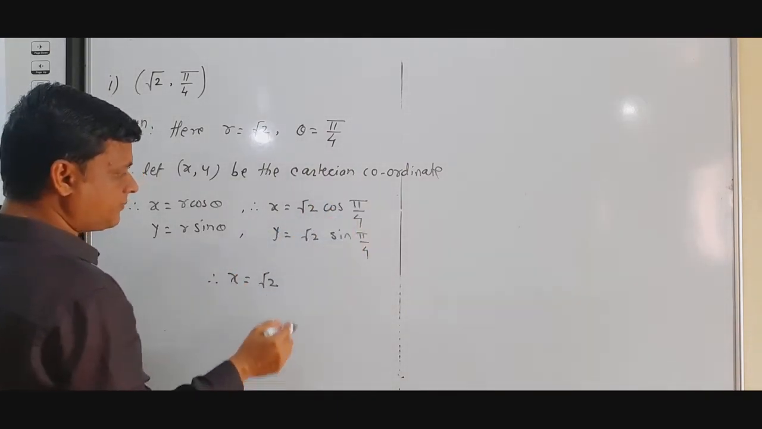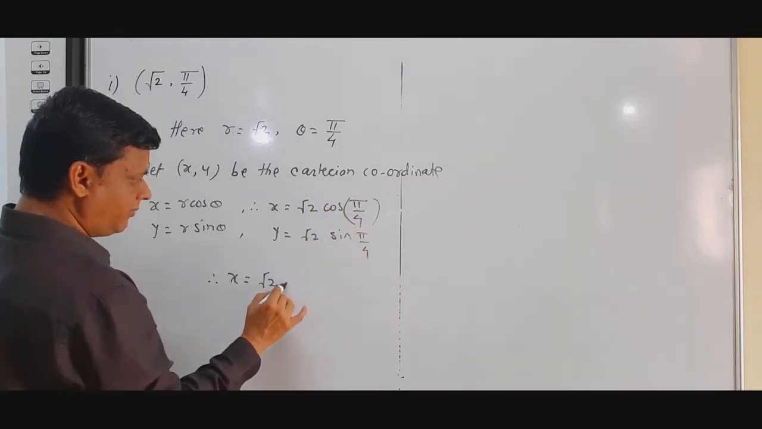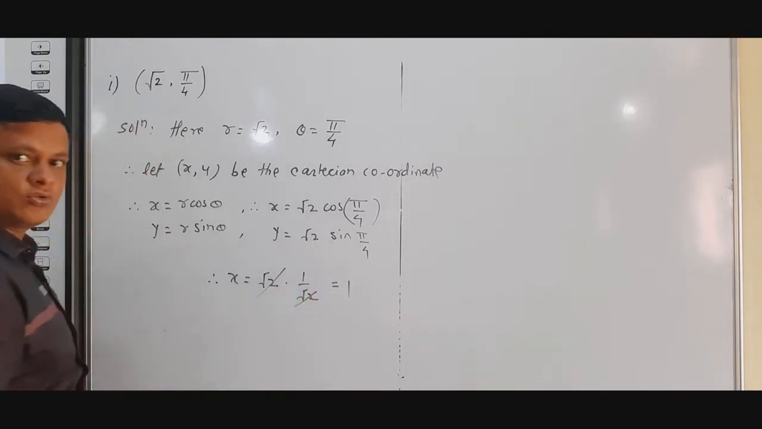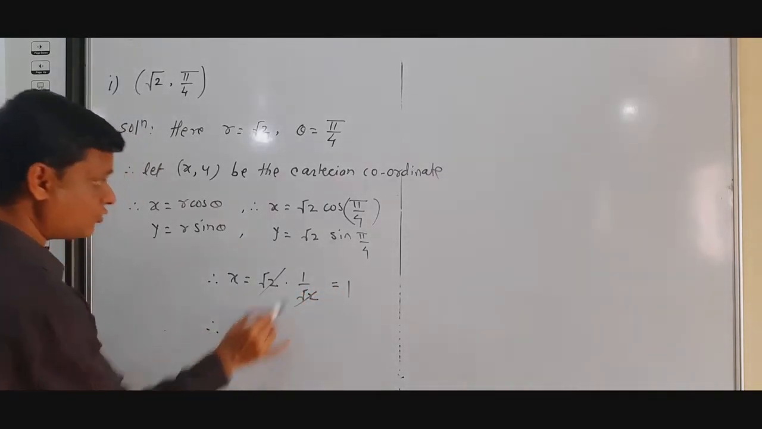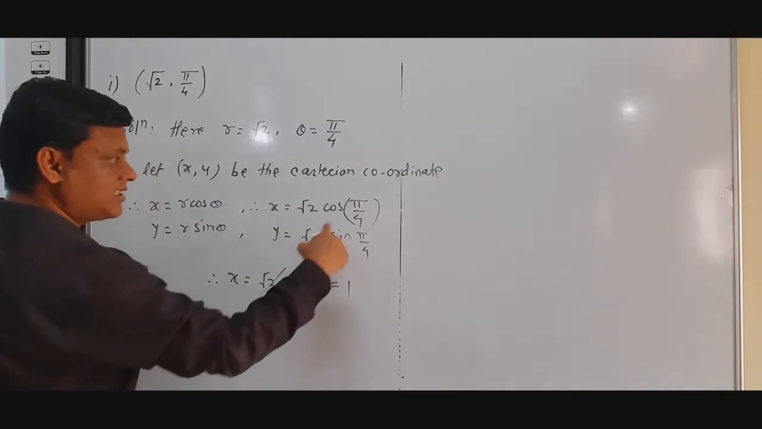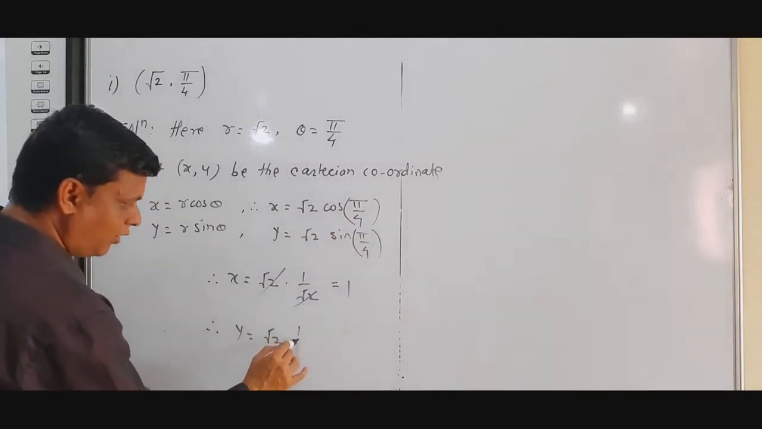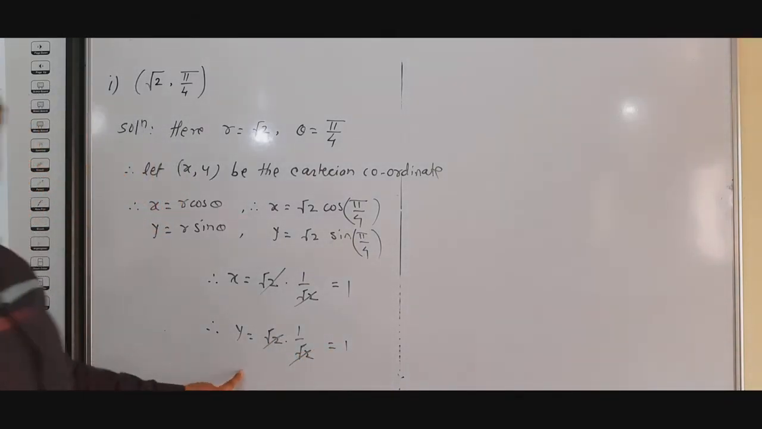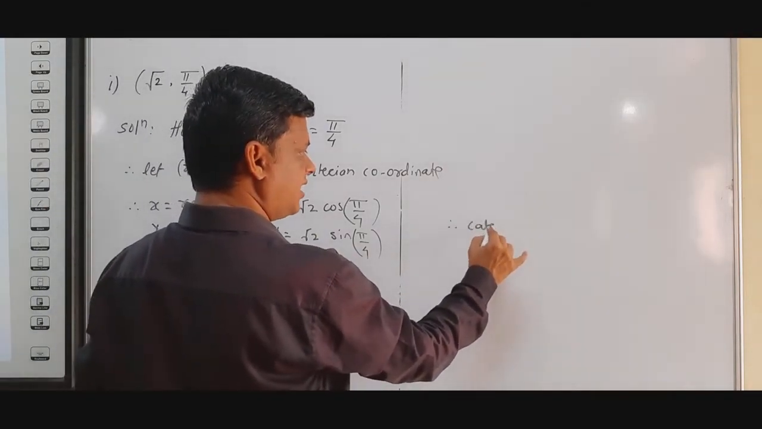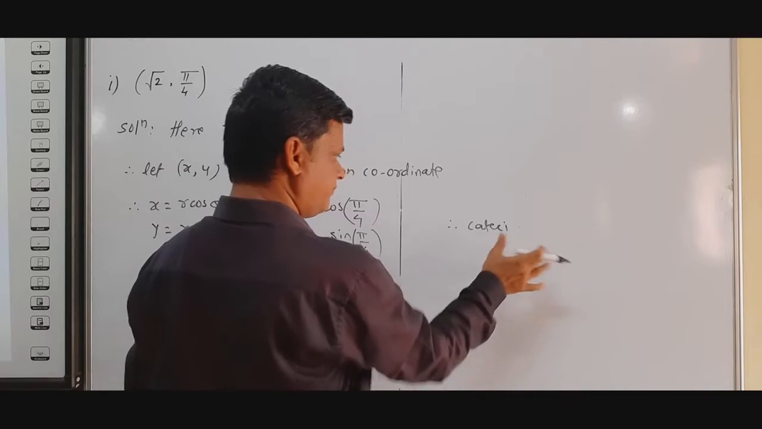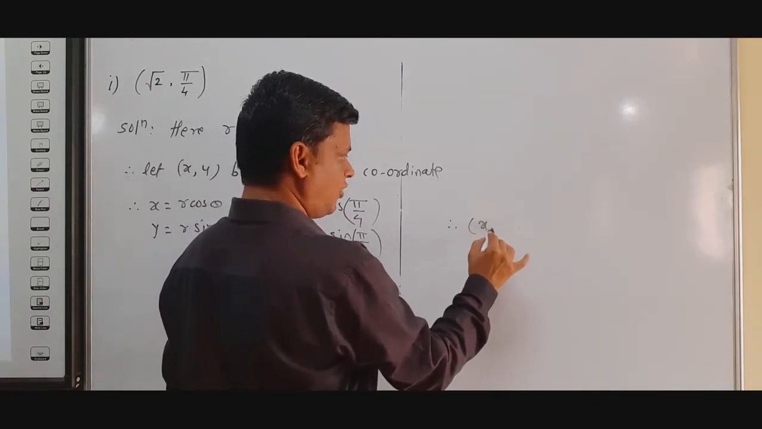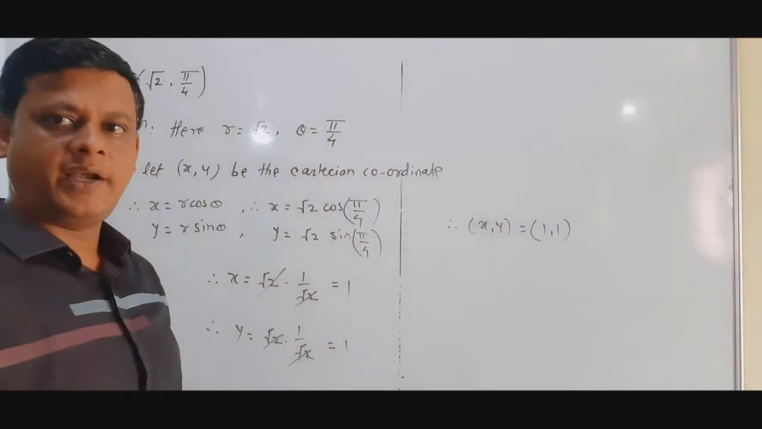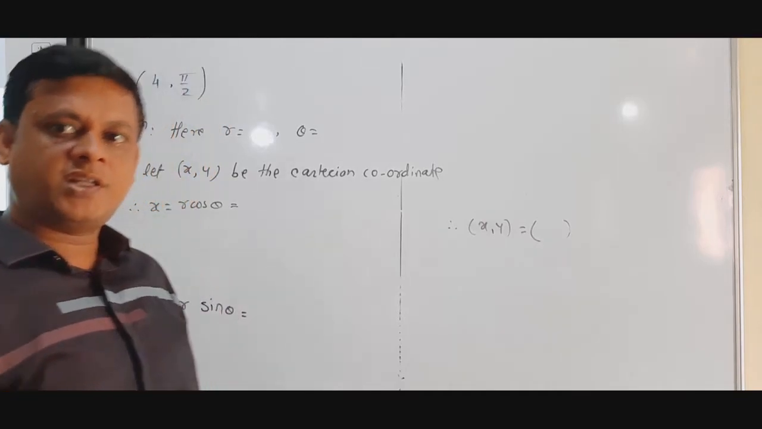Therefore x is equal to root 2 as it is. Value of cos pi by 4, that is cos 45, is 1 by root 2. So we write here 1 by root 2. Root 2 can cancel, which is equal to 1. Therefore y is equal to root 2 into sin 45, which is again 1 by root 2. So root 2 can cancel, which is equal to 1. Therefore Cartesian coordinates x, y are equal to 1, 1. In this way you can write the answer. Now see the second example.